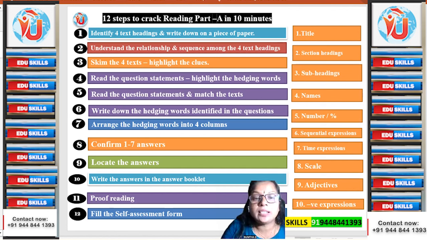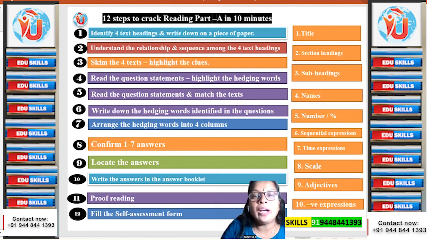The eighth is confirm the answers for 1 to 7. Then the ninth is locate the answer. The tenth step is write the answers in the answer booklet. The 11th is proofreading, and the 12th, fill in the self-assessment form.